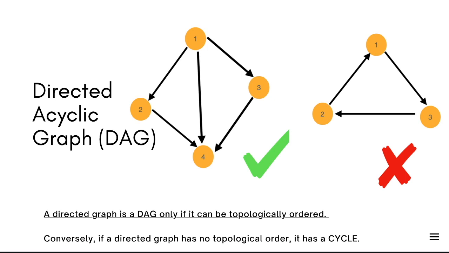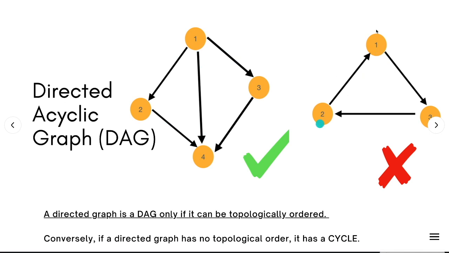So what is a directed acyclic graph, or DAG in short? This is just a fancy way of saying a directed graph with no directed cycles. Basically the graph should not have any kind of closed loops. In this case, there are no closed loops, there are no directed cycles here. And if you observe closely, here there is a directed cycle.